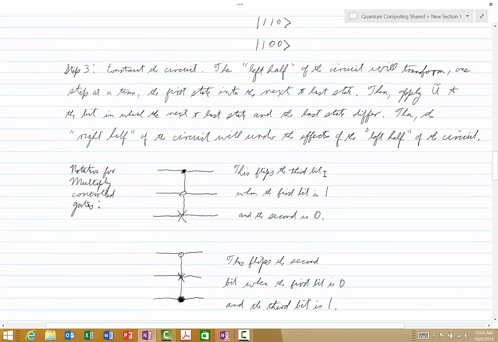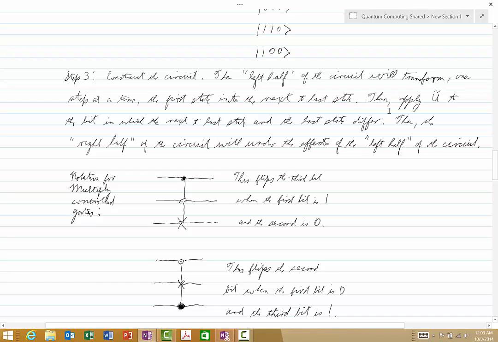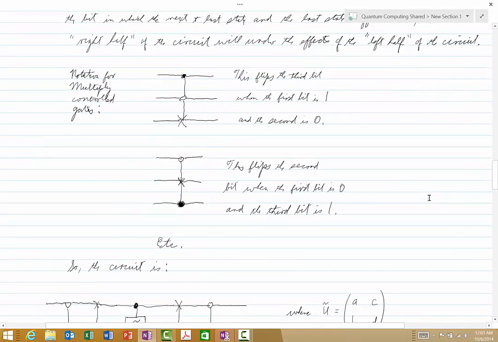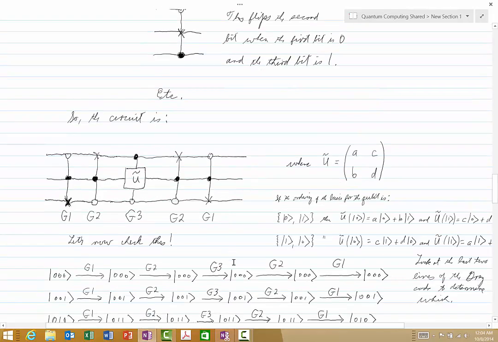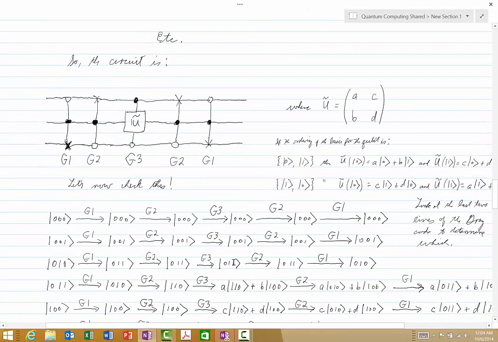And then it says the right half of the circuit will undo the effects of the left half of the circuit. So what does that mean? We just repeat the elements of the left half over here in reverse order. So we had G1, G2, now we have G2, G1. And believe it or not, that's the end of the procedure. The claim is that this will implement the transformation that we wish.